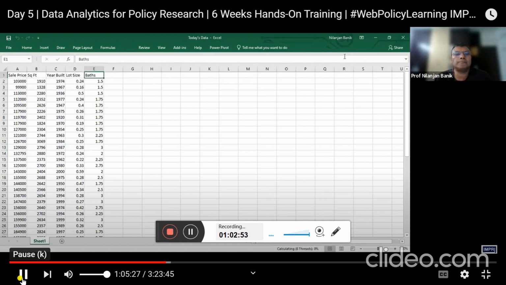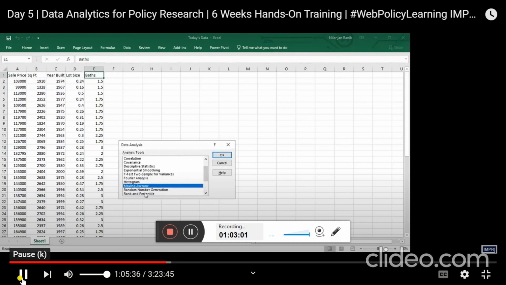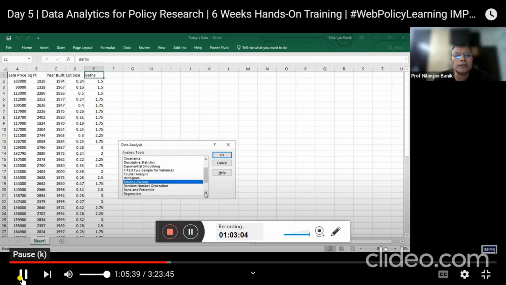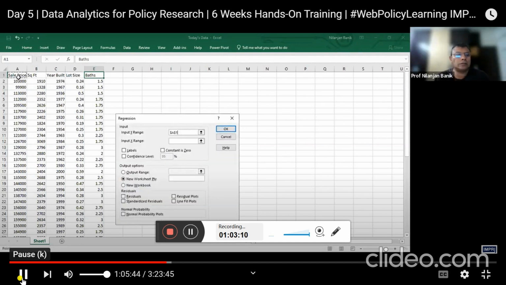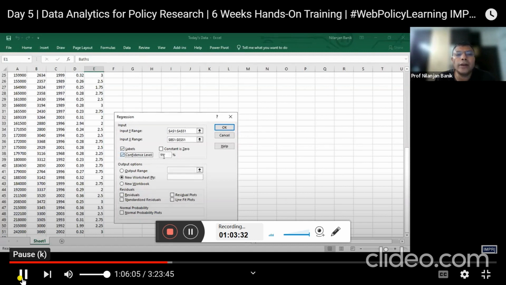Okay, so let's try to do this. So data analysis, and then I go to, you guys can see my Excel file, right? Yes, sir. Okay. So let's go for the data regression, and then you have this. You mark the label, and you have to click on the label. And by the way, Excel by default is giving you 95, but if I want to keep it at 99, I can always do this.